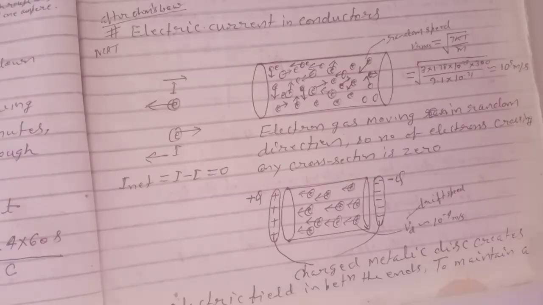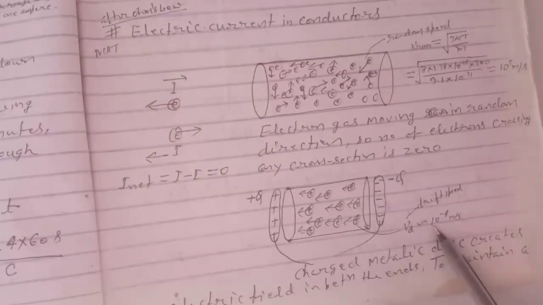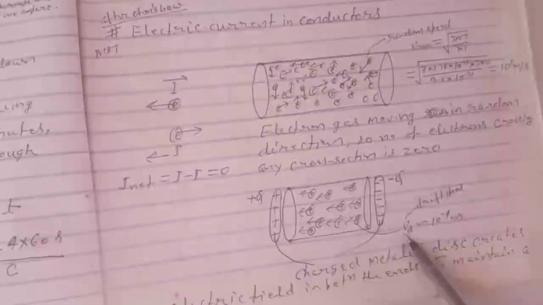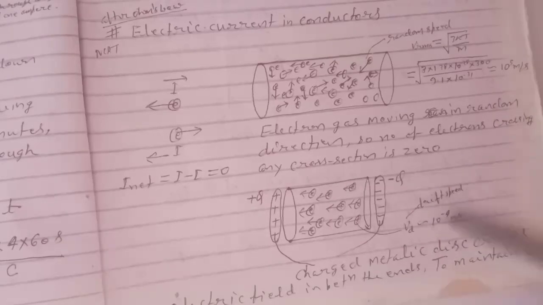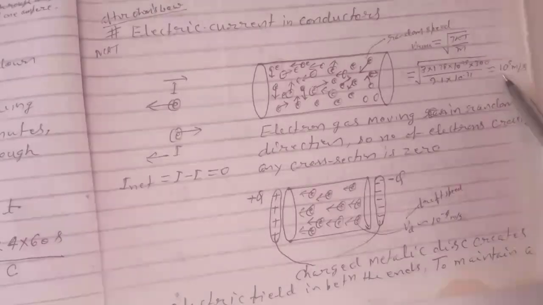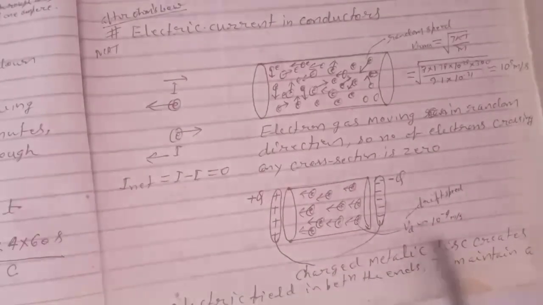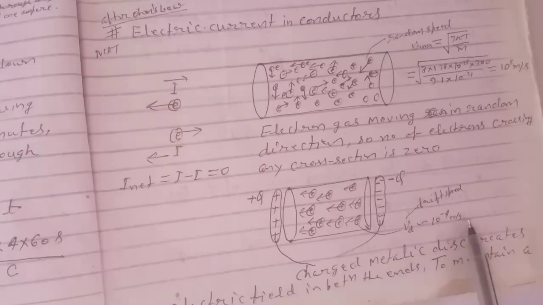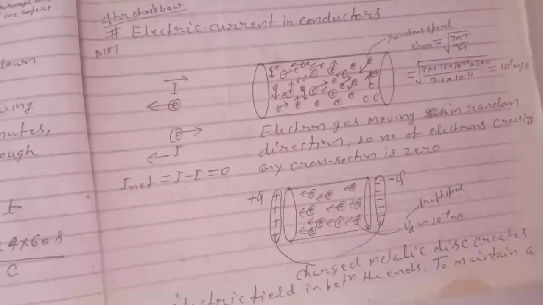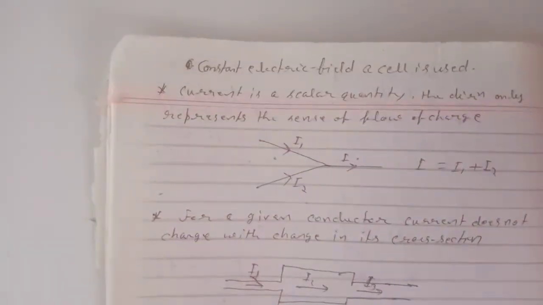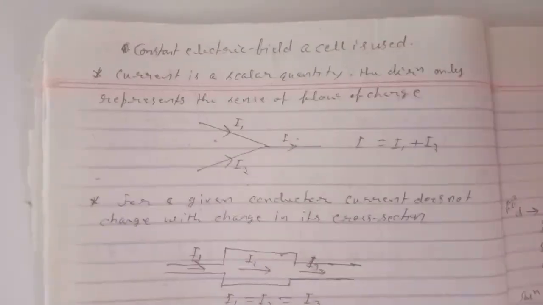meter per second. So this is the difference: if we compare the Vrms speed, the average speed of an electron, with the drift speed, there is a huge difference between the two, because it has 10 to the power 5 meter per second random movement, and the drifting of electrons is only about 10 to the power minus 4 meter per second, very slow. Charged metallic discs create an electric field between the ends. To maintain a constant electric field, a cell or a battery is used.